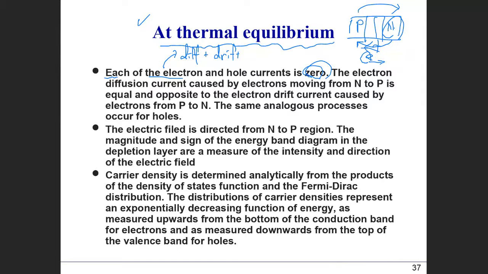And then the second one is, again, as I explained, when the diffusion happens, at some point an electric field is going to be created from the n to the p region, right? Same way as I explained.